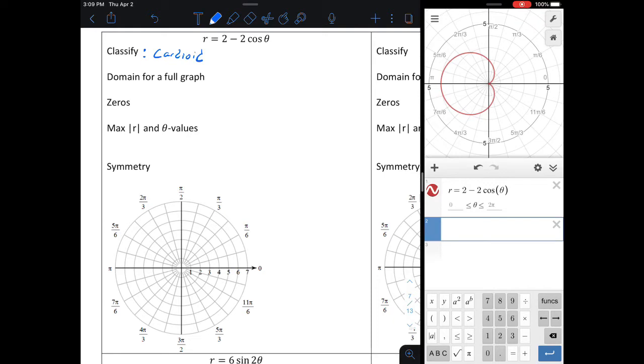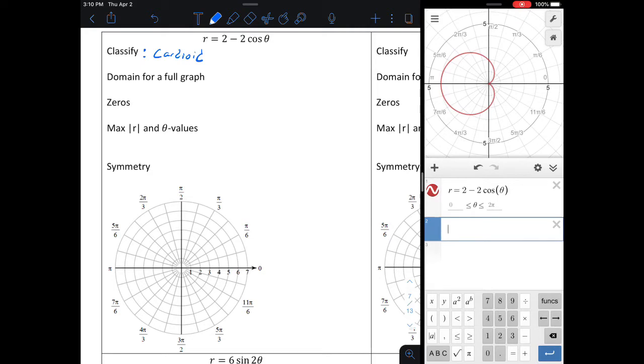The reason why it's that is because these kinds of graphs will have a distinct bump in it that looks almost like an apple, maybe, where it comes in and touches. It doesn't make a loop, but it comes in to a distinct point, in this case right there at the pole.